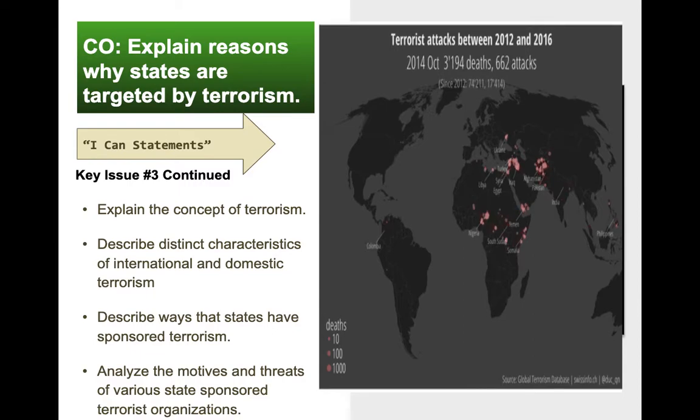Your I Can statements: 1. Explain the concept of terrorism and describe distinct characteristics of international and domestic terrorism. 3. Describe ways that states have sponsored terrorism. And 4. Analyze the motives and threats of various state-sponsored terrorist organizations.